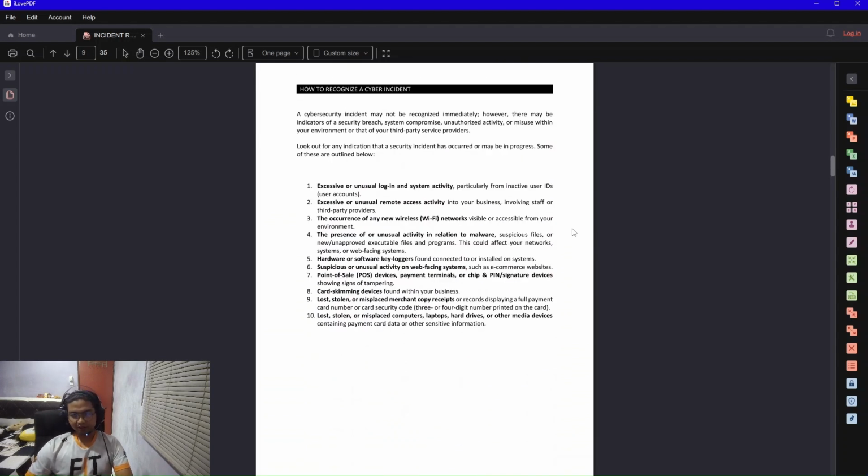Next up, before I pass the slide to my team member, I want to tell you how to recognize a cybersecurity incident. A cybersecurity incident may not be recognized immediately. However, there may be indicators of a security breach, system compromise, unauthorized activity, or misuse within your environment.